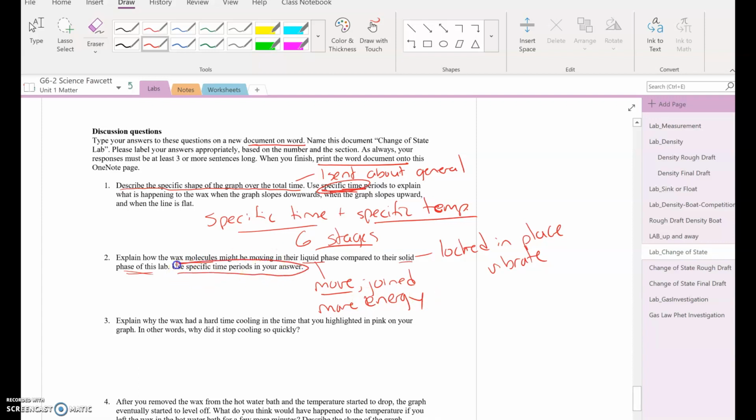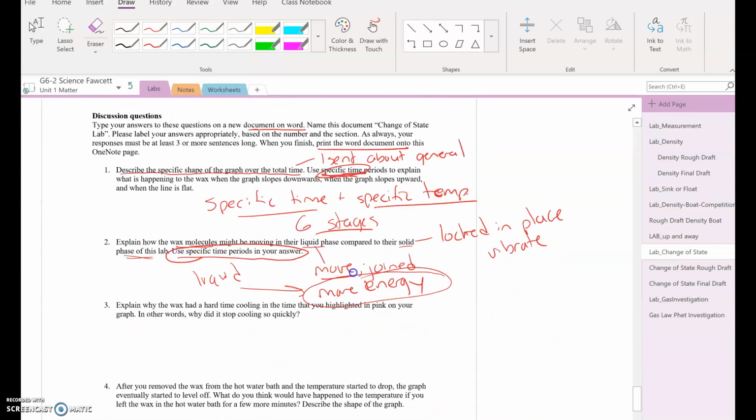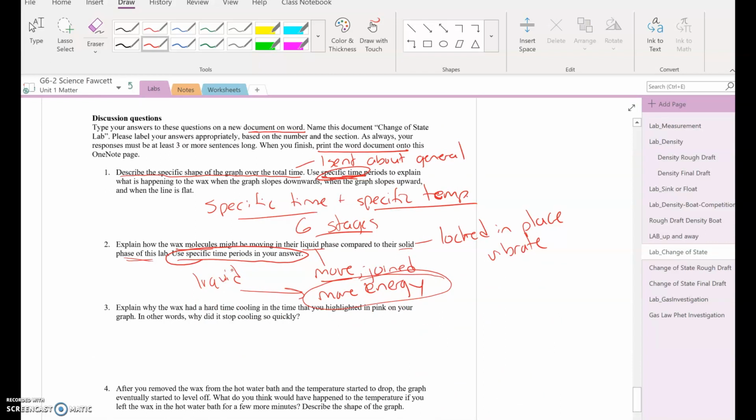And again, you want to be referring to specific time periods. So if you're talking about this increased energy when it's a liquid, you might say something like from 300 seconds to 500 seconds, the wax was a liquid, and the temperature climbed rapidly, which means the molecules were moving more and more quickly. So giving something like 300 to 500 seconds as a liquid, the more energy, which means the molecules move faster and faster.